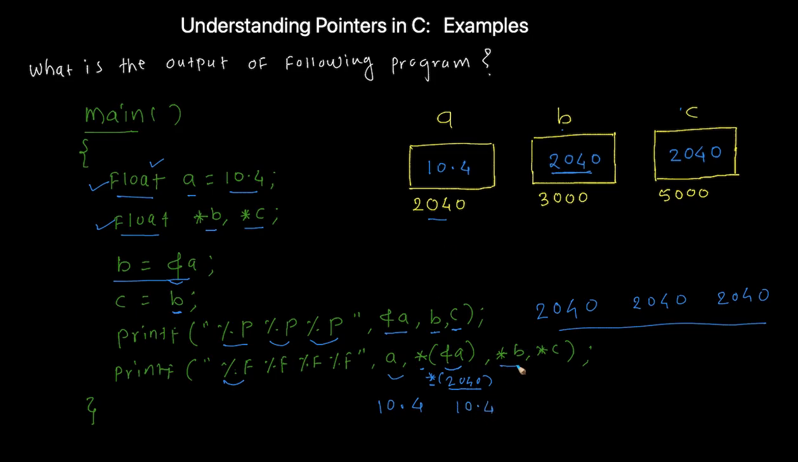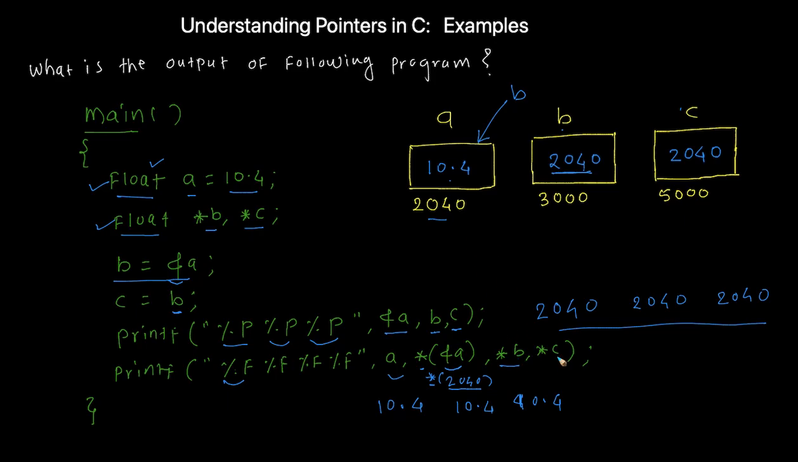Again, *b means the value at the address which is there in b. What is the address in b? 2040. What is the value at 2040? 10.4. Again 10.4. That means now I am using a pointer. When a pointer is pointing to a variable, if you want to get the value of the variable, just say star and the pointer. Star and the pointer, you will get the value of the variable to which this pointer is pointing. So b is pointing to a. If I say *b, I'll get the value of a.